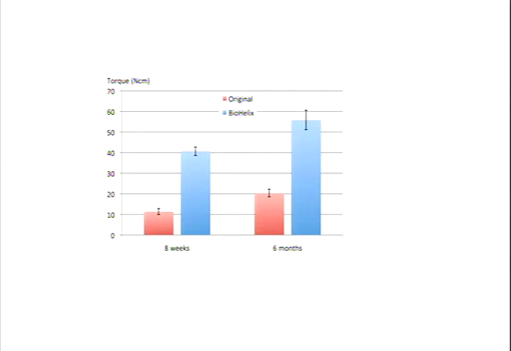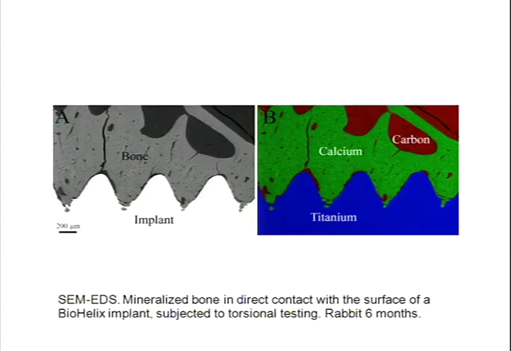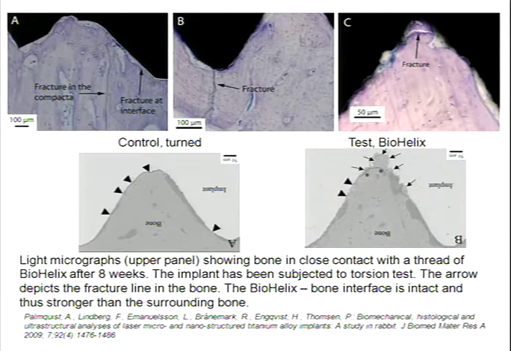Another table published, significant effects, early and late, which is important. We don't only want to have more rapid and stronger osseointegration initially, we want it to be maintained. Scanning electron micrograph, bone in close contact, exemplified by the deposition of calcium, the presence of calcium using elemental analysis.